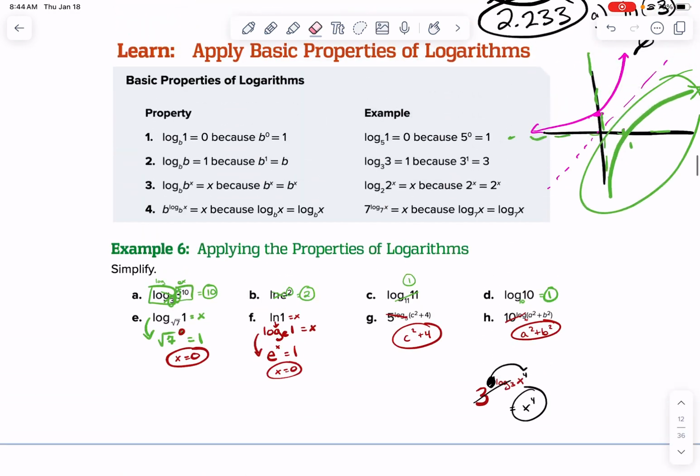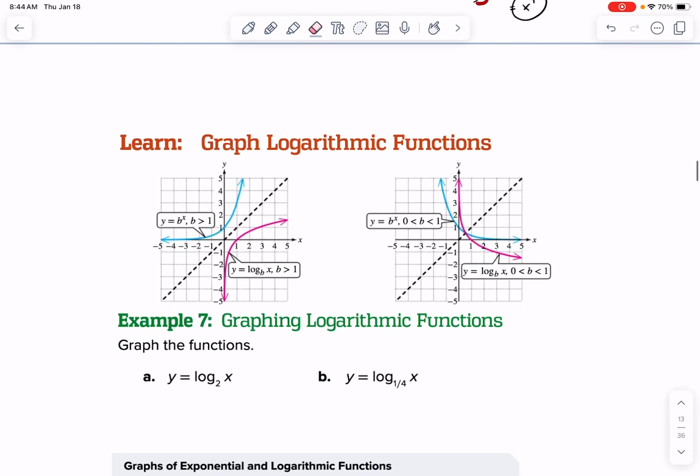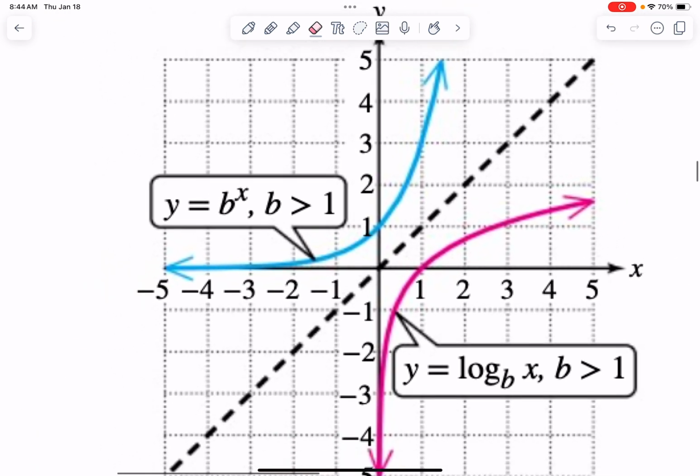Up here we were doing shortcuts of logs and exponentials and converting between. Now we're going to talk about the graphs of log functions. If you look at this left side one, the blue, this is what an exponential function looks like. I talked a little about this yesterday. Those exponential functions will always go through 1 unless we move them up, down, left, right.